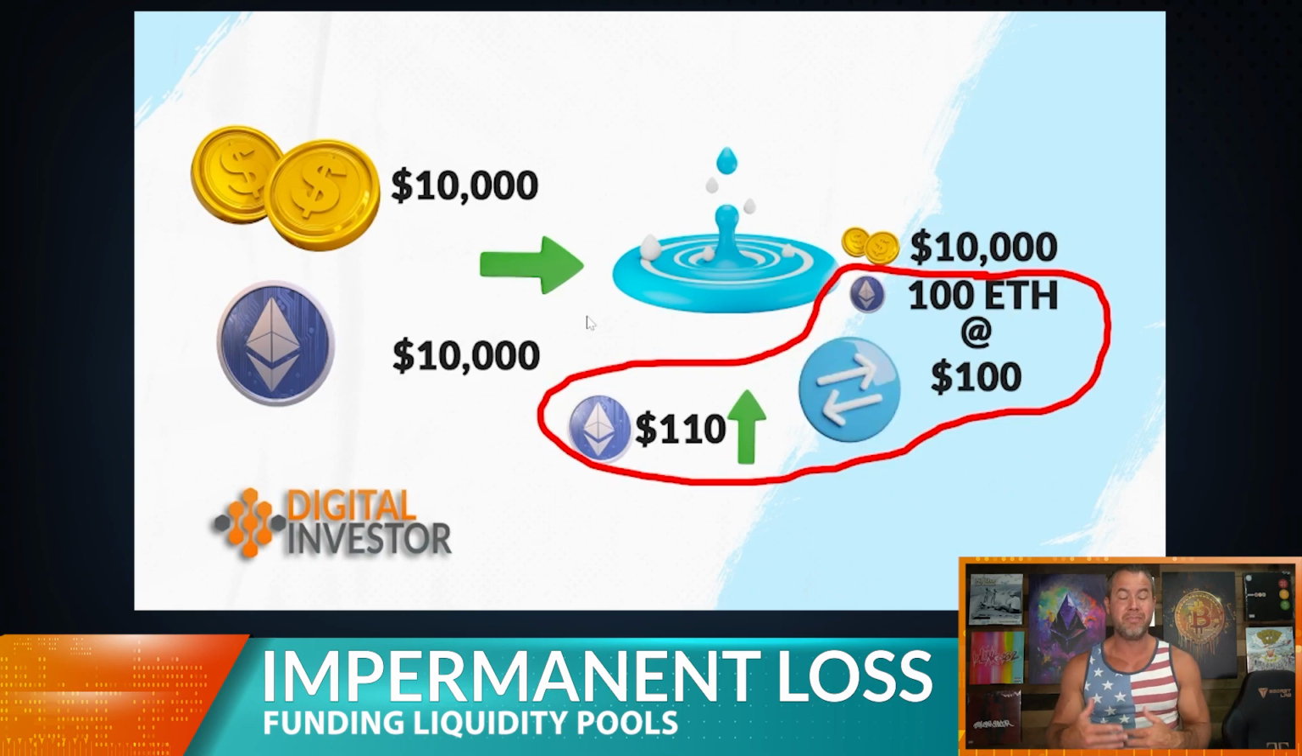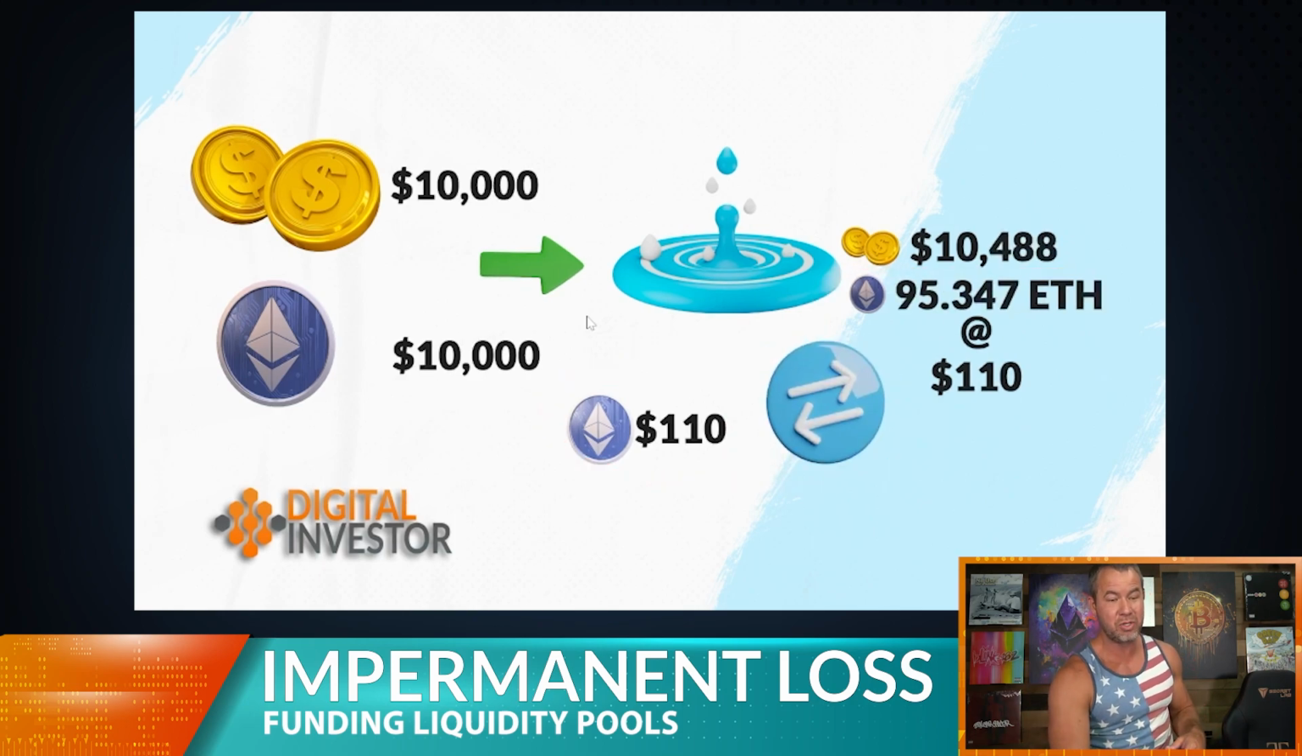Through arbitrage math, we know that this is going to end up resulting in 95.347 Ethereum left in the pool, meaning they will have sold 4.7 Ethereum to equalize that price to $110 per Ethereum. They will have exchanged $488 for that Ethereum to be purchased. Now, the math on that's a little bit complicated, but this is correct, and this is the way market makers make that price equilibrium happen.